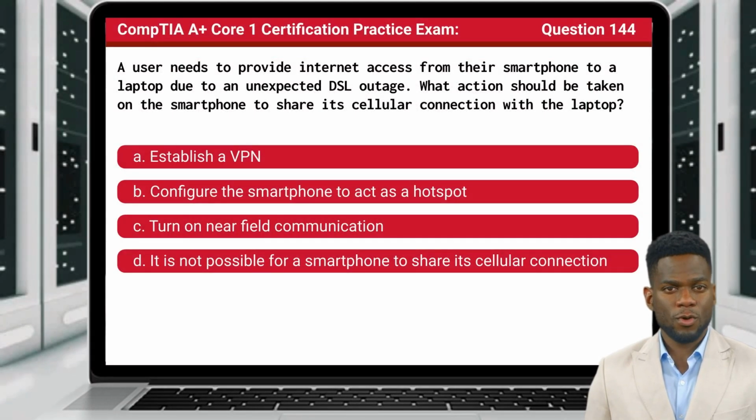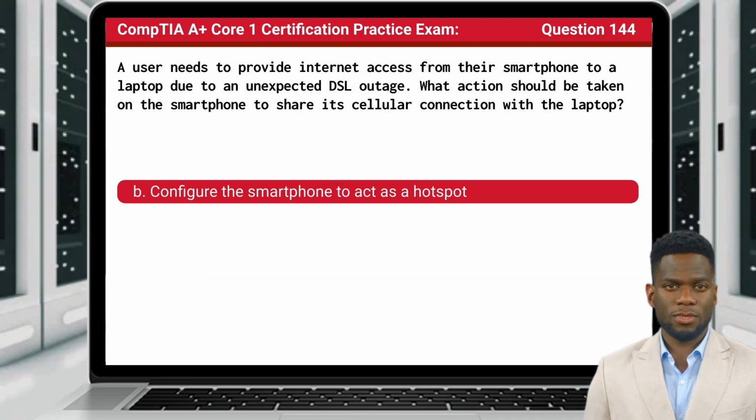Question 144. A user needs to provide internet access from their smartphone to a laptop due to an unexpected DSL outage. What action should be taken on the smartphone to share its cellular connection with the laptop? The answer is B. Configure the smartphone to act as a hotspot.